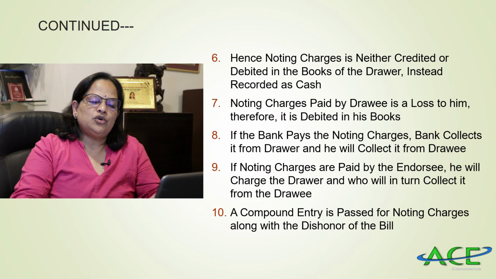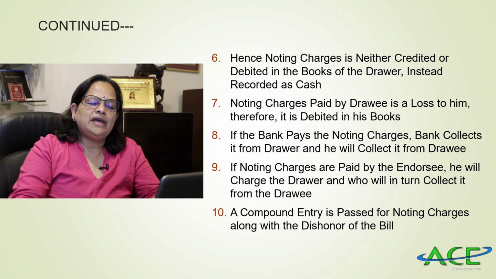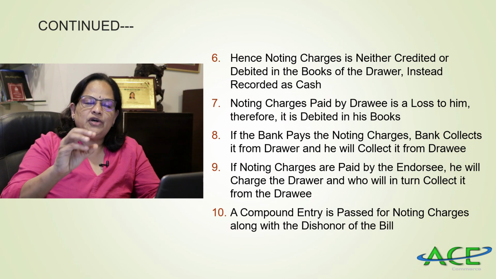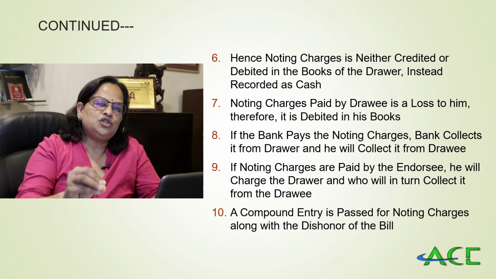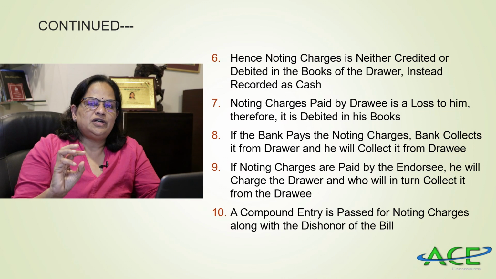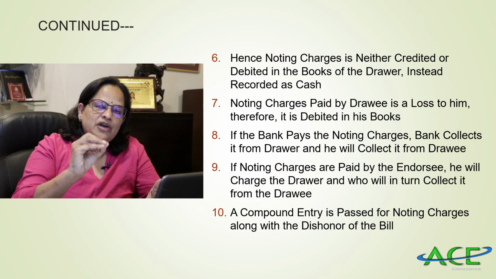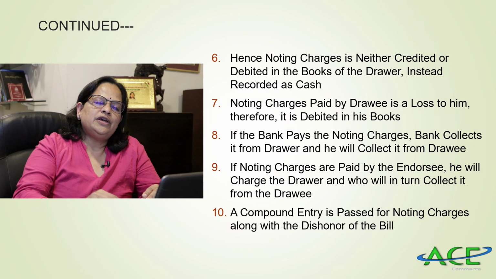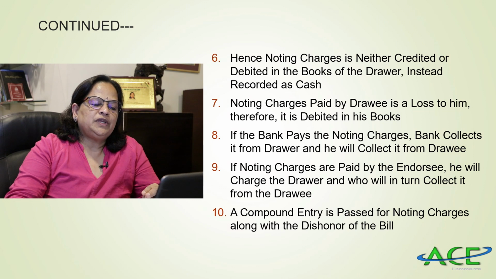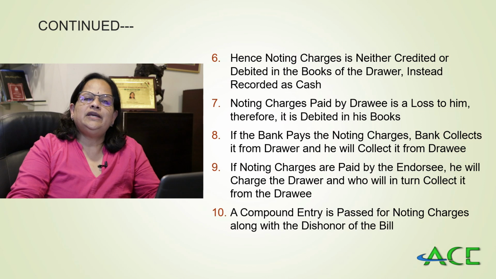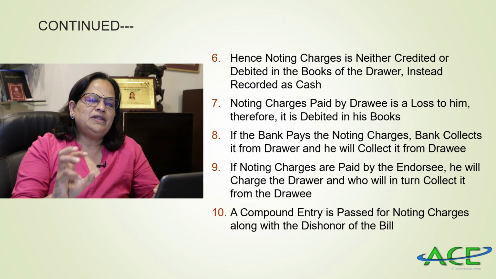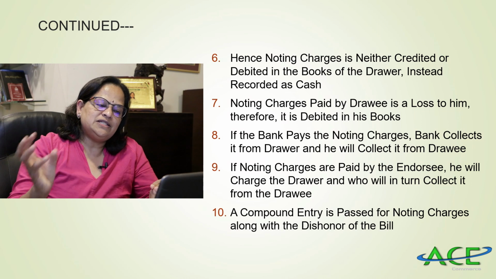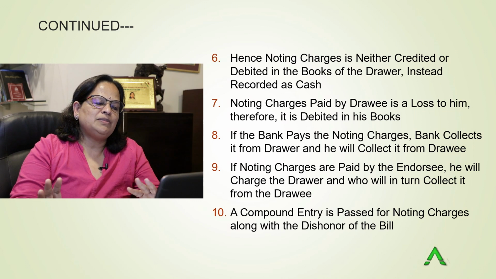If the bank pays the noting charges, the bank collects it from the drawer, and he will collect it from the drawee. Even if the bank is paying the noting charges, the drawer has given the bill to the bank for collection. So the bill is dishonored, and the bank has to pay the noting charges. The bank will collect from the drawer because the drawer gave the bill to the bank. Then the drawer will collect it later from the drawee. If noting charges are paid by the endorsee, he will charge the drawer, who will in turn collect it from the drawee. So whoever is keeping the bill will pay the cash, and later at the time of settlement, they will collect it from the other party.